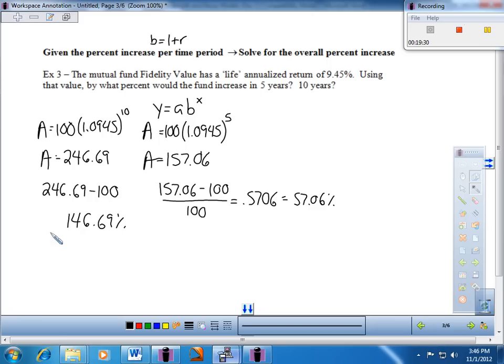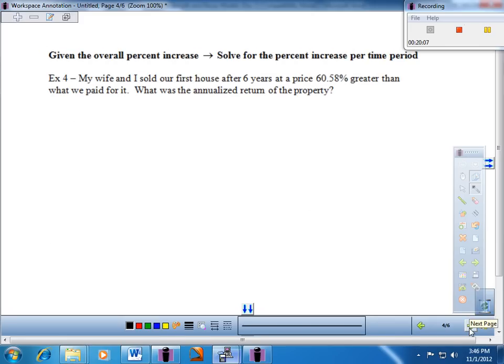So in this case, percent increase per time period, that's B. Pick a number to start out with and talk about the overall percent increase. Good problem. All right, let's go into the next. Also a good one.